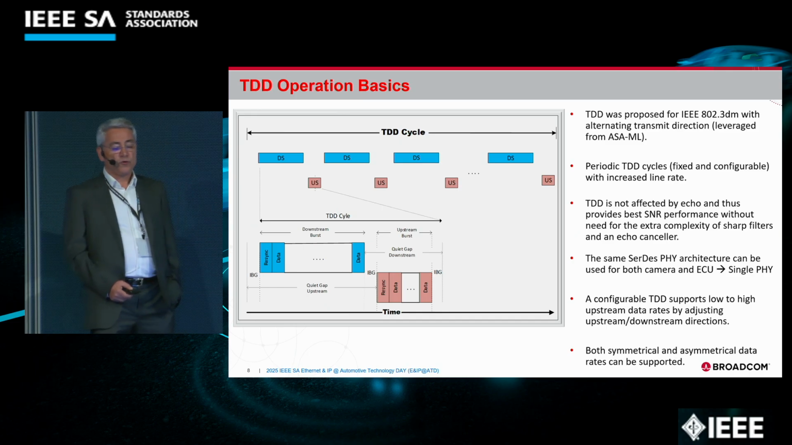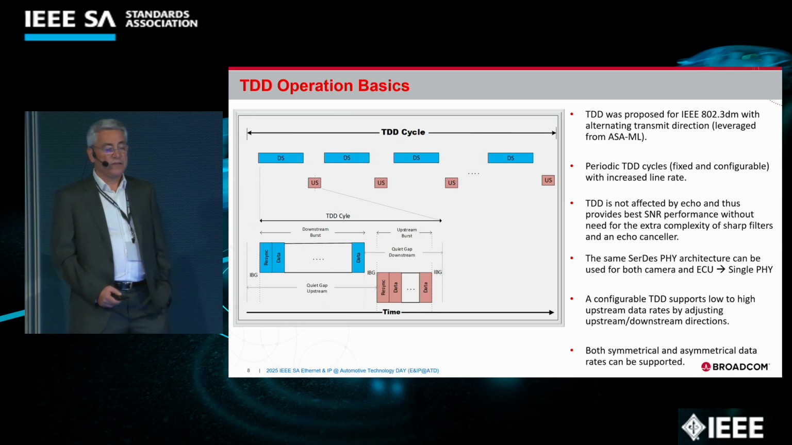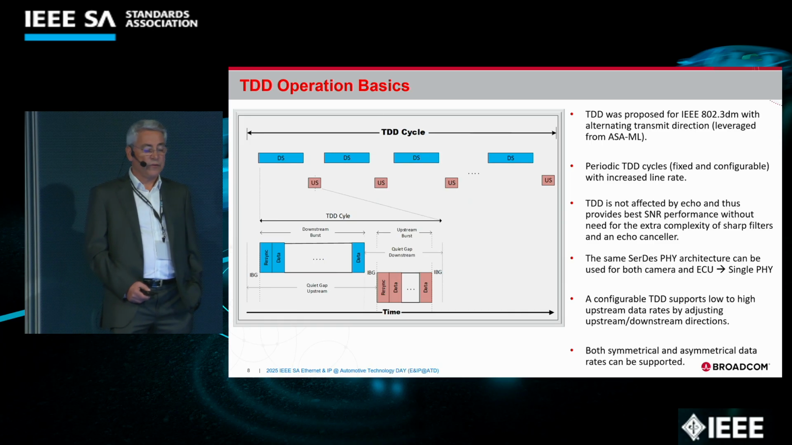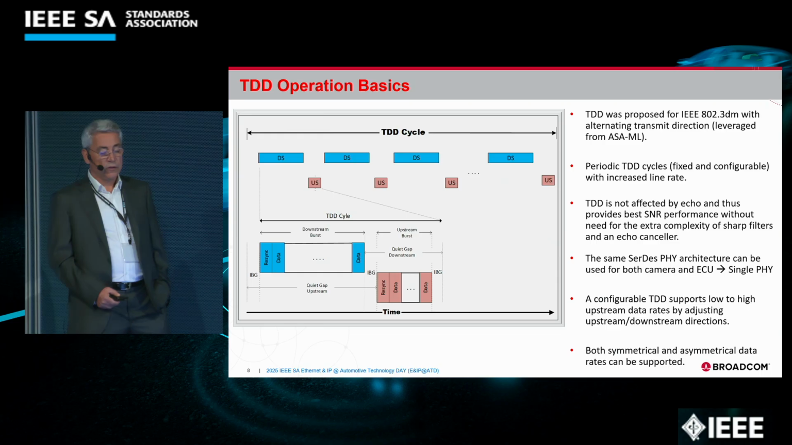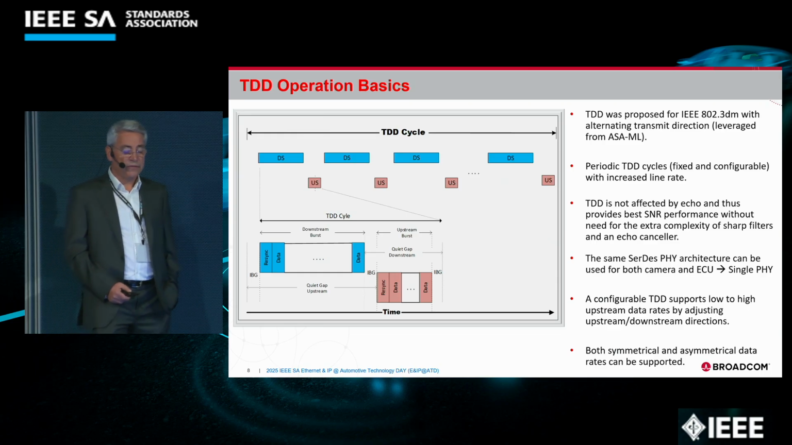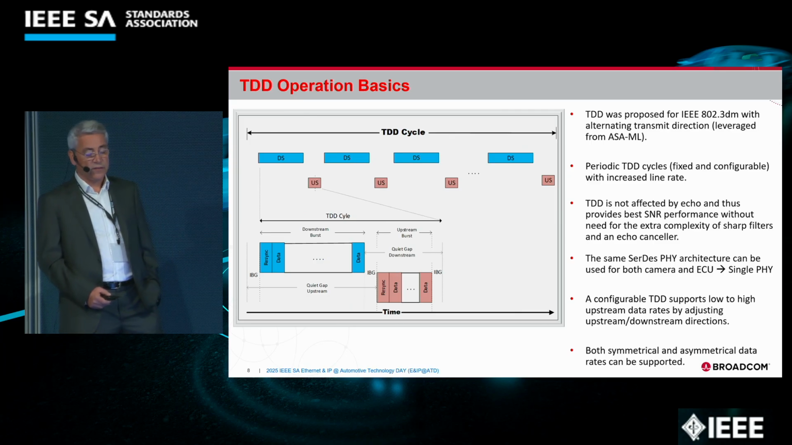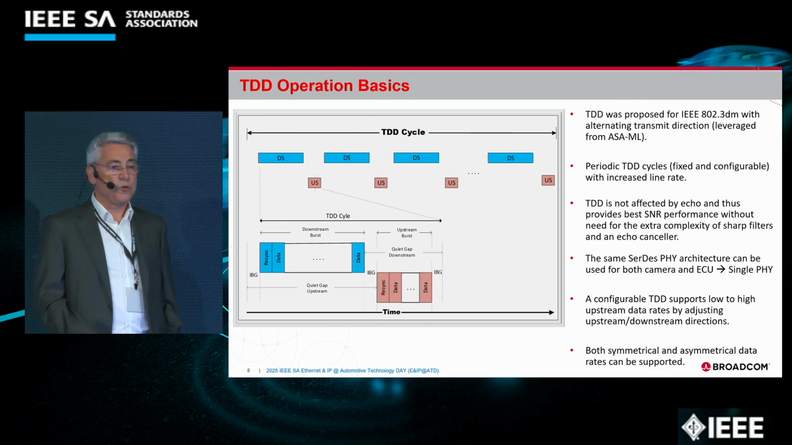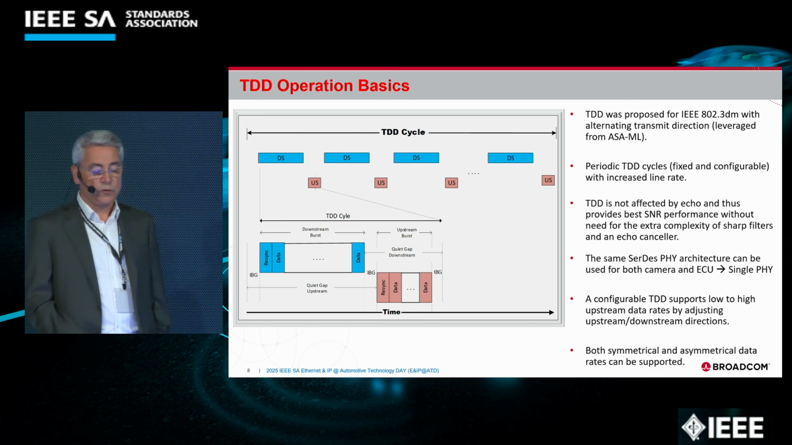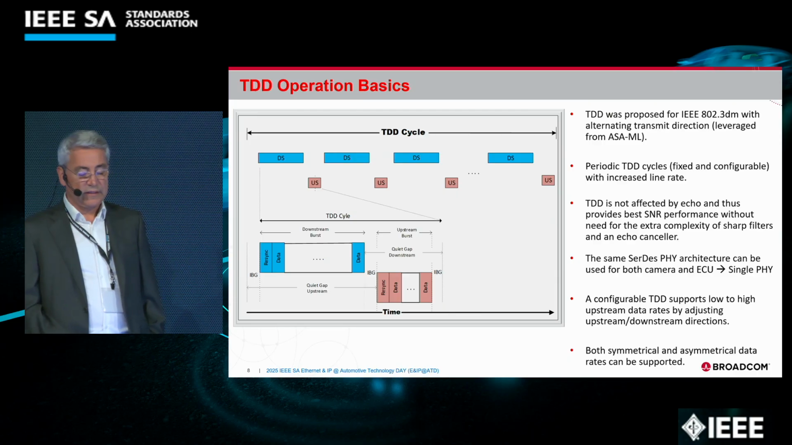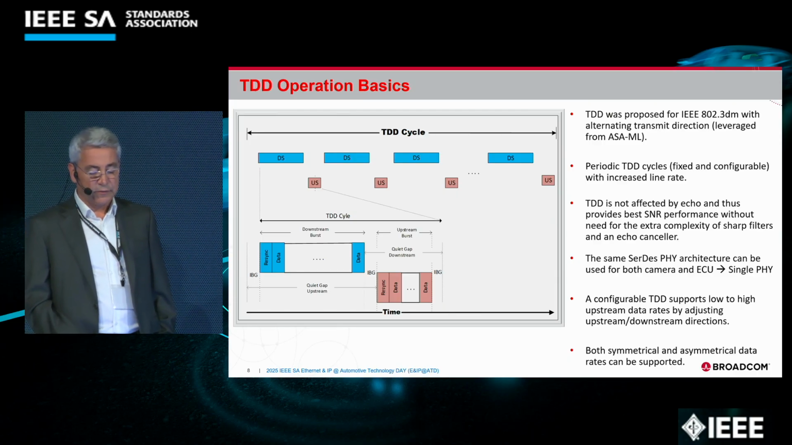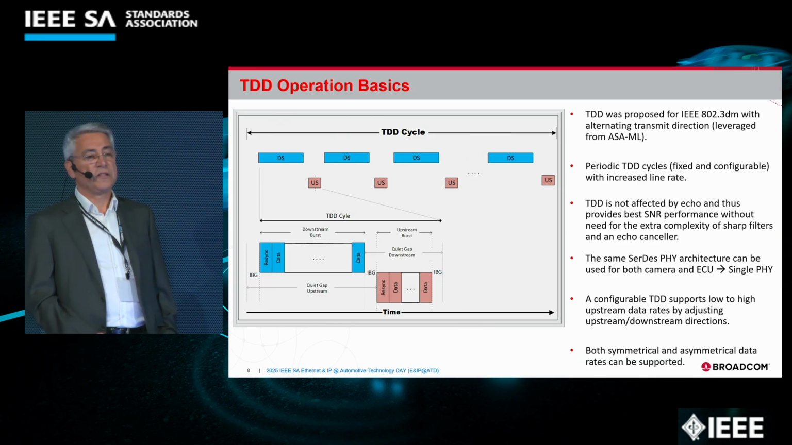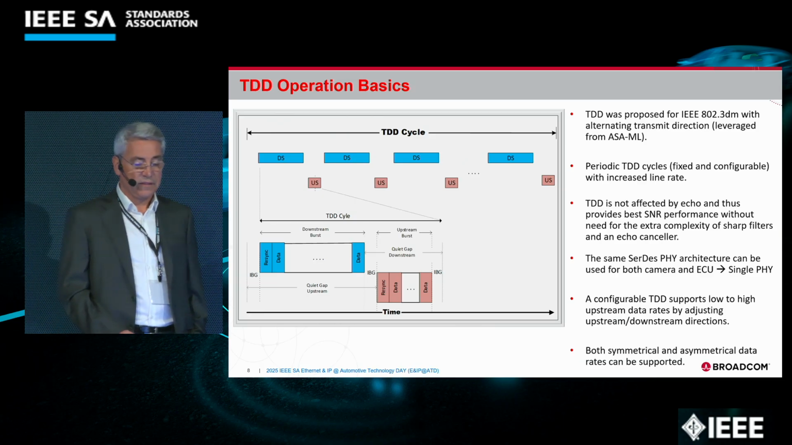TDD was proposed to 802.3DM as an asymmetric PHY solution. TDD periodically alternates the downstream and upstream transmission such that it's not affected by echo, thus providing a good performance margin without the need for a complex sharp filter or an echo canceller. The same SerDes PHY can be used for both the camera and ECU side, and configurable TDD allows symmetrical and asymmetrical data rates by just changing the duration of the TDD.